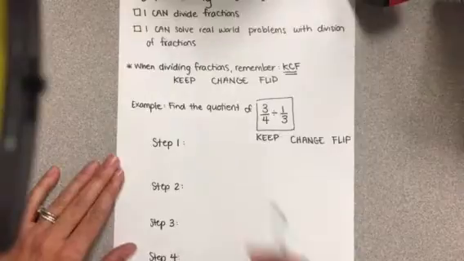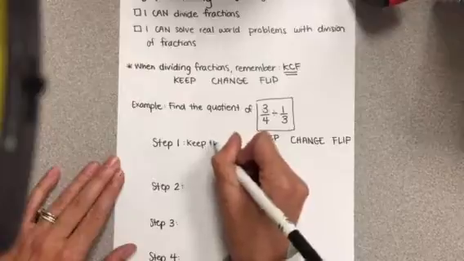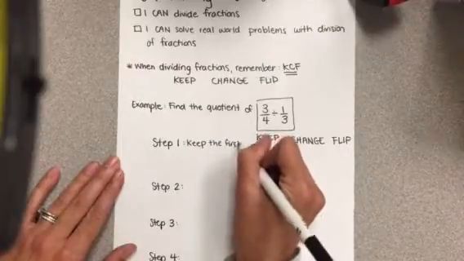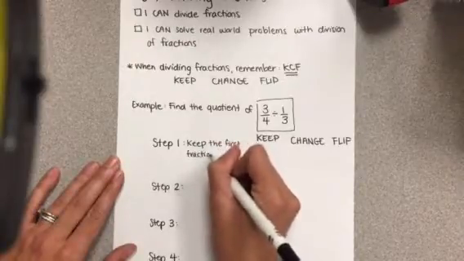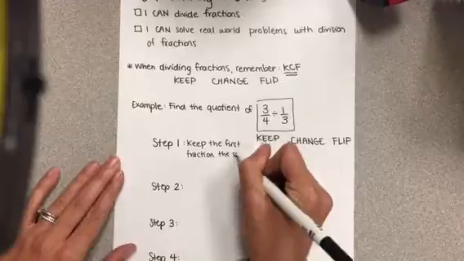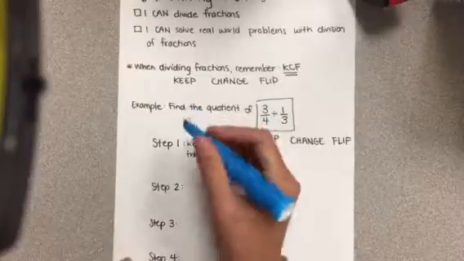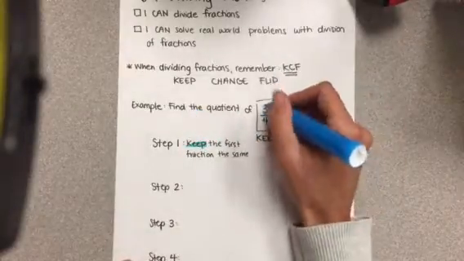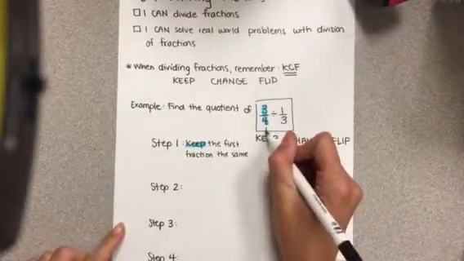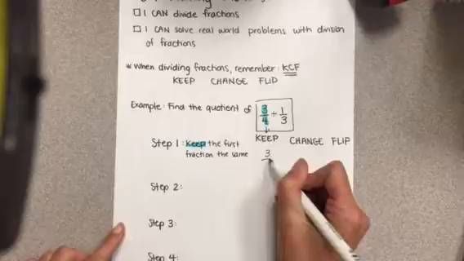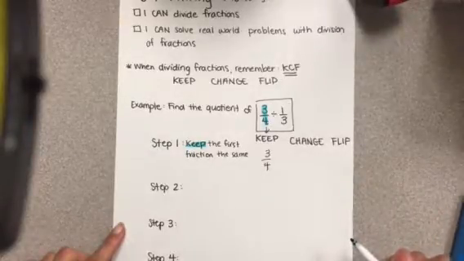So step one, we're going to say, I'm going to keep the first fraction the same. So my keep right here is relating to my first fraction, which is the 3/4. So I'm going to say I'm going to keep that 3/4 exactly the way it is. So that's the K for the KCF. I'm keeping that 3/4 exactly the same.